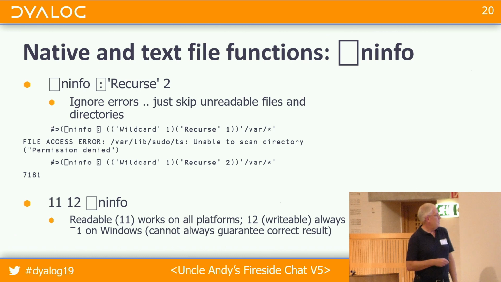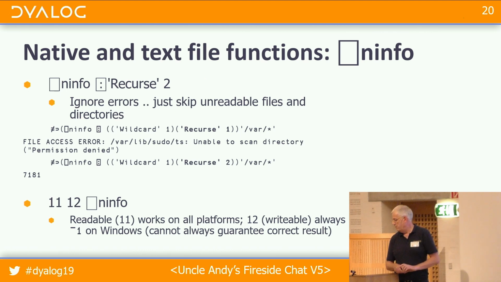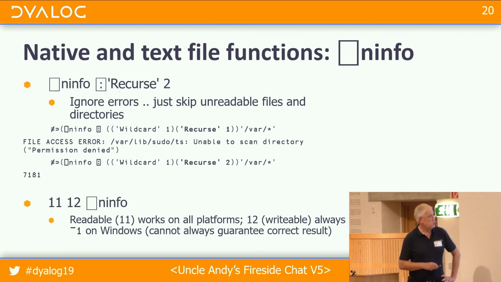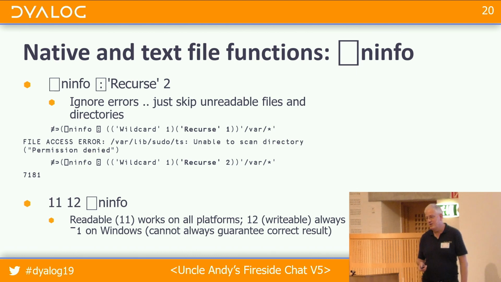And the other thing we've done is that 11 and 12 quad N info have always been defined to be, they're booleans, is the current object readable or is it writable? In version 17, I think, nod Richard, in version 17, you can now trust the result of 11 quad N info. It used to just return -1.